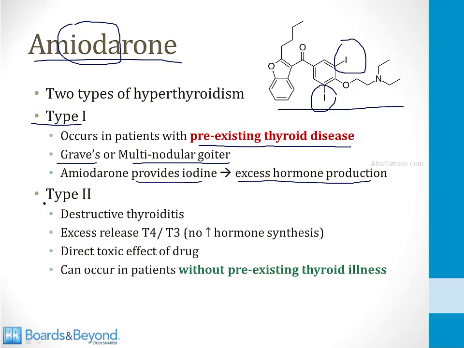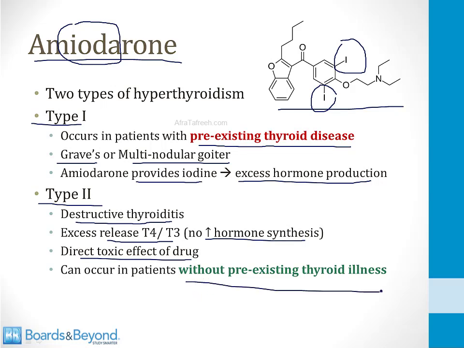The type 2 hyperthyroidism that occurs in amiodarone is a destructive thyroiditis. It's inflammation of the thyroid gland. This leads to excessive release of preformed T4 and T3. There's no increase in hormone synthesis. This is a direct toxic effect of the drug, and this type of hyperthyroidism occurs in patients without pre-existing thyroid illness.